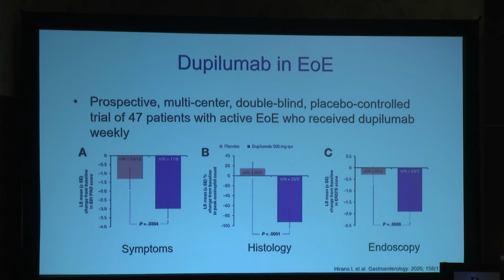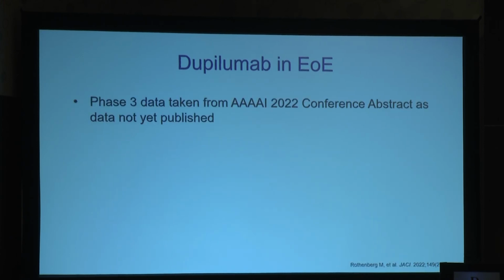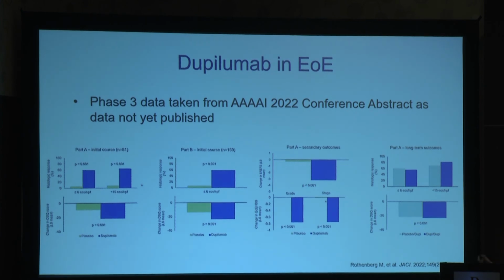This is the phase 2 data that was released for dupilumab a few years ago, and you can see symptoms significantly improved, the histology findings, so less than 15 eosinophils per high-power field, significantly improved, and the endoscopy findings, so going from an abnormal esophagus to a normal esophagus when we looked during endoscopy. And then this is phase 3 data that was presented at the Quad AI conference earlier this year, from one of the abstracts. Again, from the larger phase 3 study, showing all of these same things: decrease in the eosinophil count, improvement in the symptom scores, and improvement in the scope findings grossly.